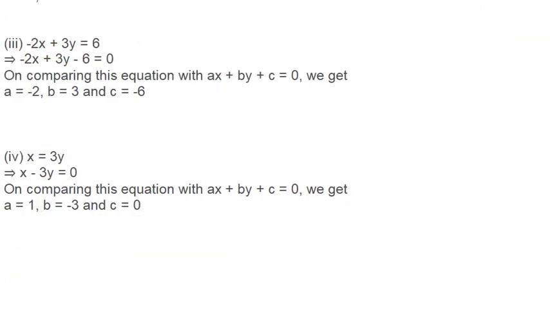Now let's see question number 3. This is minus 2x plus 3y equal to 6. Now compare this with the standard form. So you have to bring 6 to the left side. So this plus becomes minus. So the equation becomes minus 2x plus 3y minus 6 is equal to 0.